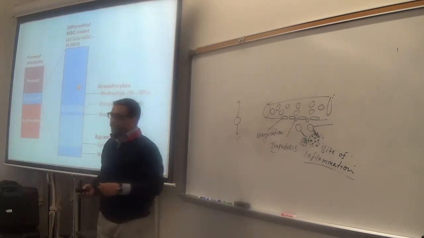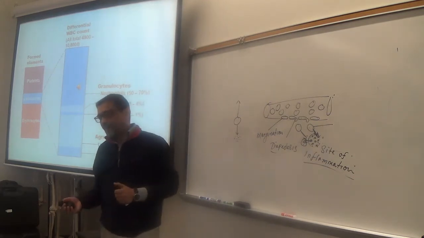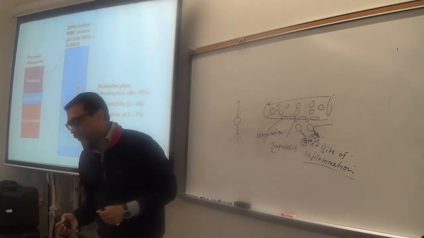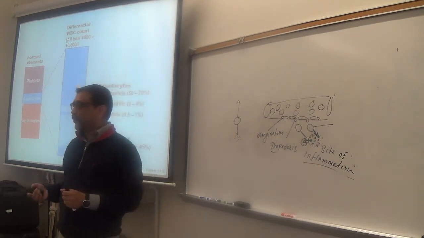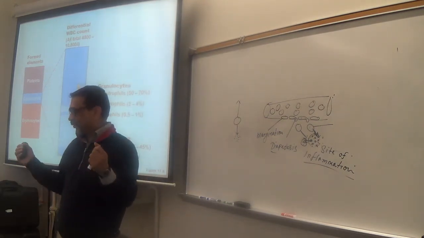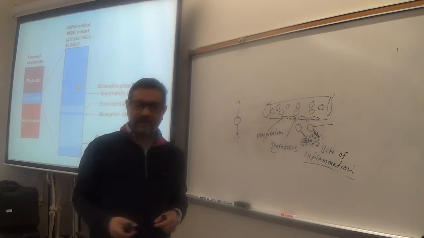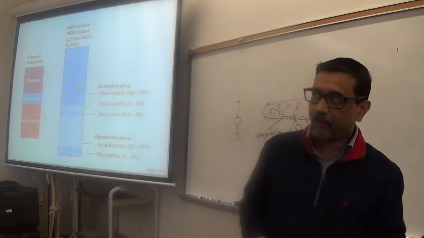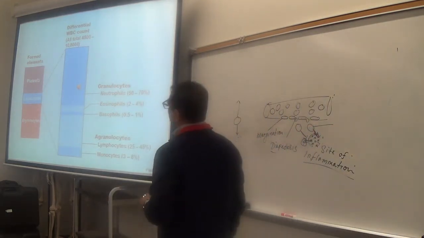Do they go back? No, those white blood cells will not go back. Some white blood cells will be converted to macrophages. Macrophages are the phagocytic cells in the tissue, they will remain in the tissue.